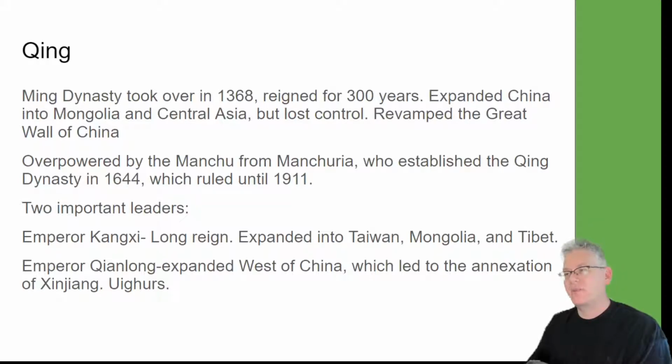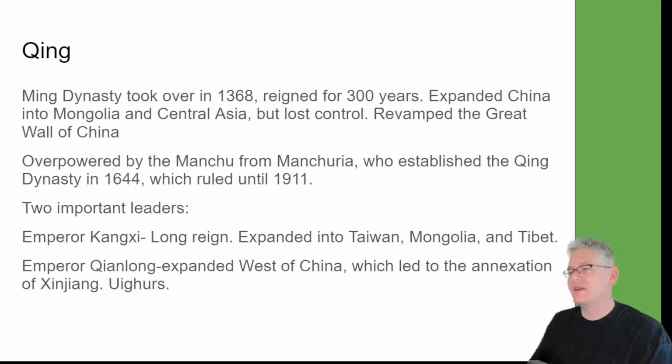So the Manchu are able to invade at a point when the Ming Dynasty is at its weakest. They overthrow them, and they will be in charge from 1644 until 1911. This will be the last of the Chinese dynasties. So far, who knows? But these are the last of the imperial dynasties that we're going to talk about.